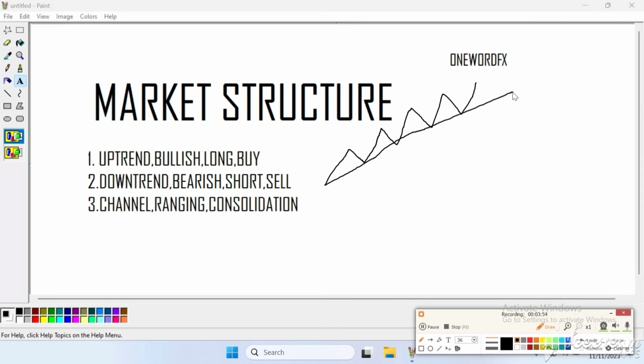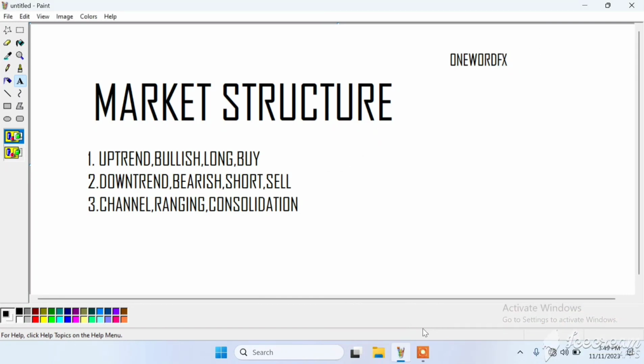The reason why this is called an uptrend is because, as you can see, price kept making a higher high and a higher low, a higher high, a higher low, a higher high, a higher low, a higher high, indicating that this is going to be an uptrend. So you understand? This is basically an uptrend.